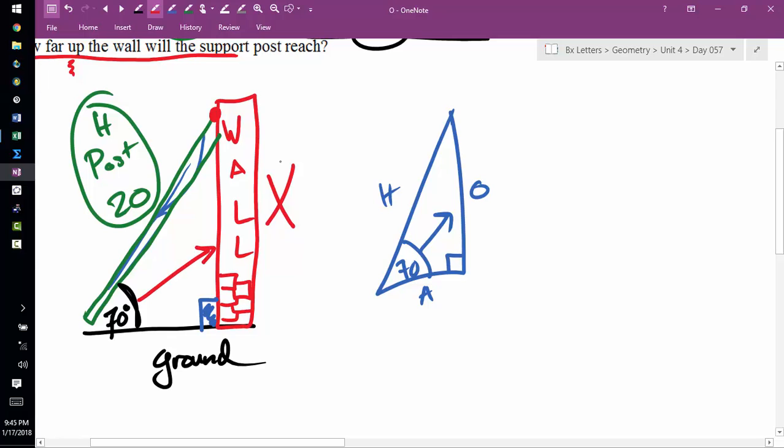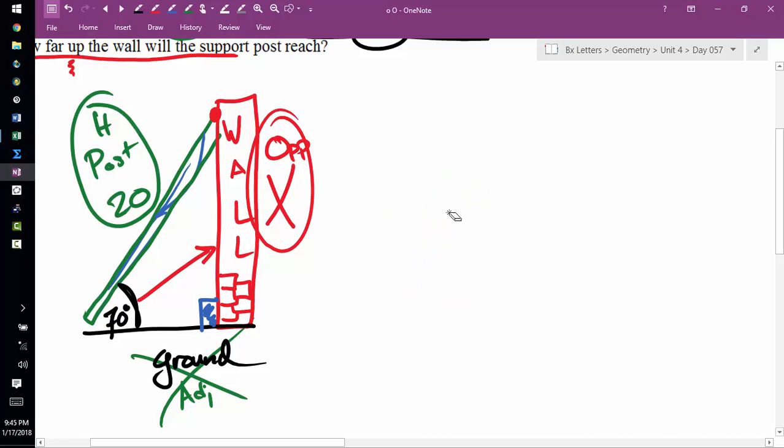The x is what I'm looking for. That's the opposite side because that's opposite my reference angle. And I know nothing about the adjacent, and I don't care to find out anything about the adjacent. It's not involved in this problem. So I'm looking for the trig function that's going to use the opposite and hypotenuse. And we're going to write that out.